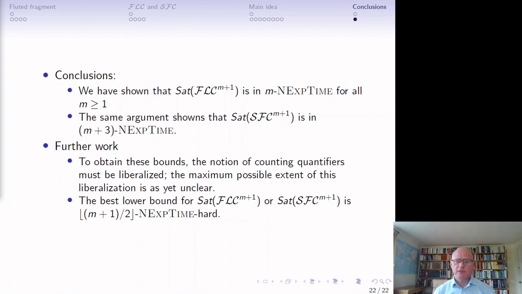In terms of further work, I mention just 2 matters here. In order to obtain the complexity bounds given, one needs to liberalize the notion of counting quantifiers slightly. Any m tuple of elements realizes a multiset of fluted m+1 types, as explained. What counting quantifiers do is to impose constraints on that multiset. But then one can consider super counting quantifiers, imposing almost any computable collection of constraints on these multisets of fluted m+1 types. And the maximum possible extent of this liberalization is as yet unclear. Secondly, and more concretely, one might tackle the gap between upper and lower complexity bounds, which is simply yawning for large values of m. Such a gap exists even for the fluted fragment without counting, and the present speaker has so far failed to close it.